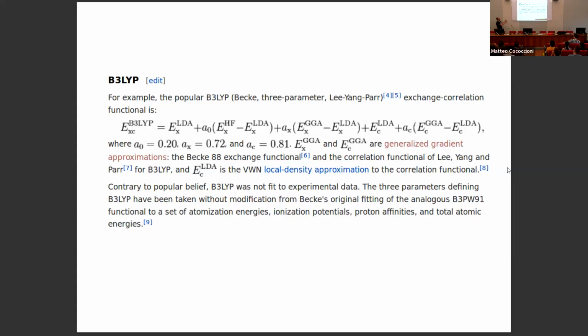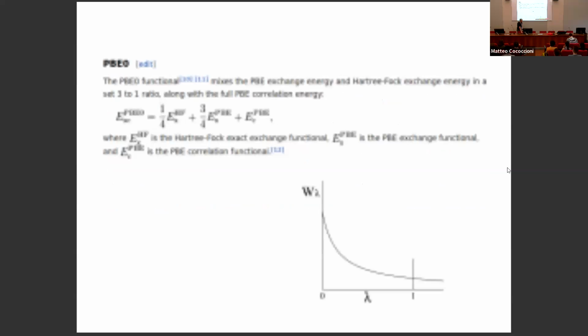Then things evolved, and how much Hartree-Fock you include became a parameter, and this parameter was 20%. In B3LYP it is 20%, and then you have some parameterization for the rest that you fix by fitting results for a number of molecules, fixing the parameters so as to minimize the error in the thermochemistry for these benchmark systems. B3LYP was defined this way, and it's very popular among chemists.